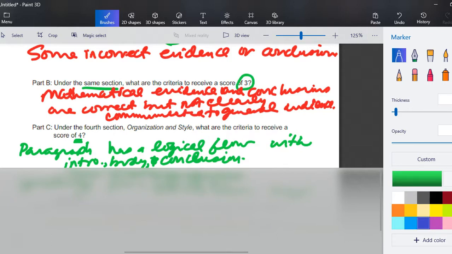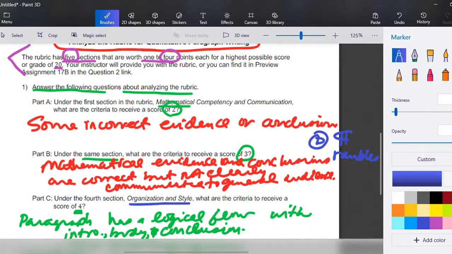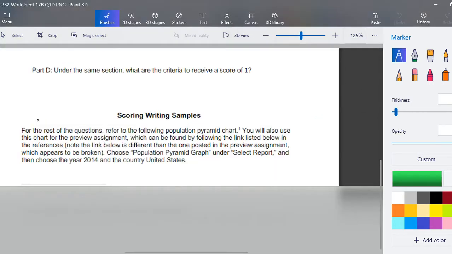There's one more question, and it is on part D. It says, under the same section, what are the criteria to receive a 1? So part D, to receive a 1 under organization and style, the paragraph rambles, and does not even address the topic. Continuing on with the lesson, and we answered D previously.